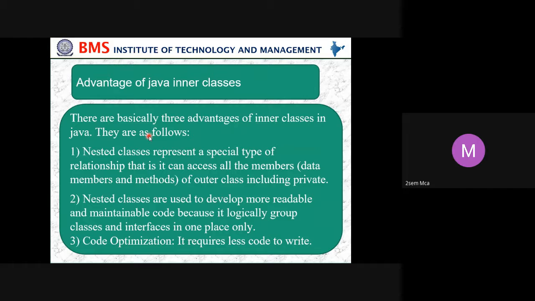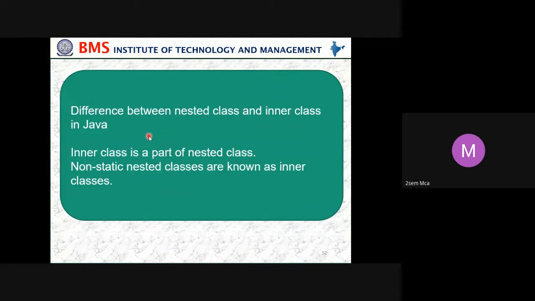So what are the three Java inner class advantages? Nested classes represent a special type of relationship in that they can access all the members, that is data members and methods of the outer class, including private. Nested classes are used to develop more readable and maintainable code because they logically group classes and interfaces in one place only. Then code optimization: it requires less code to write.